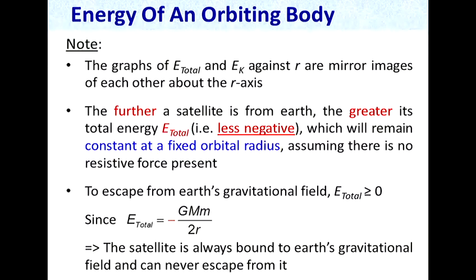So if you are asked, what does the negative sign in this expression for total energy of the satellite tell you? The negative sign represents that the satellite is bound to Earth's gravitational field. It can never escape to infinity.